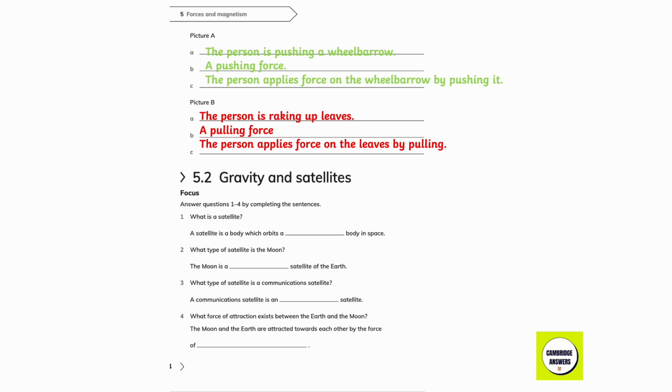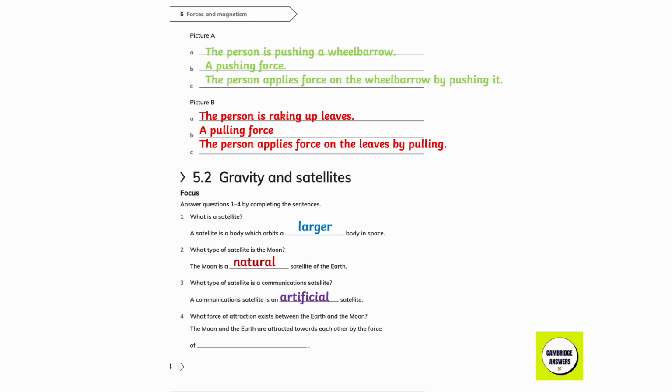Exercise 5.2. Gravity and satellites. Answer questions 1 to 4 by completing the sentences. What is a satellite? A satellite is a body which orbits a larger body in space. What type of satellite is the moon? The moon is a natural satellite of the Earth. What type of satellite is a communication satellite? A communication satellite is an artificial satellite.